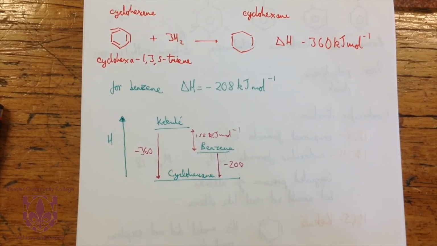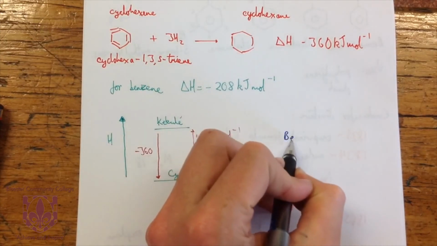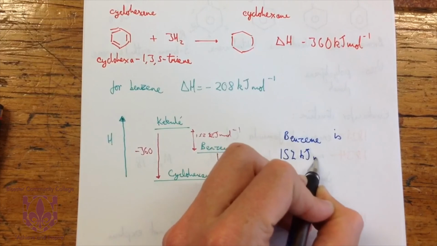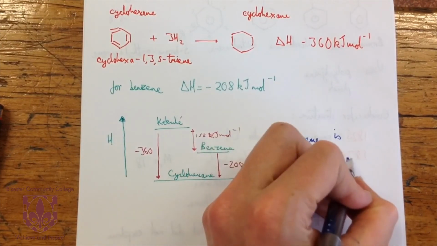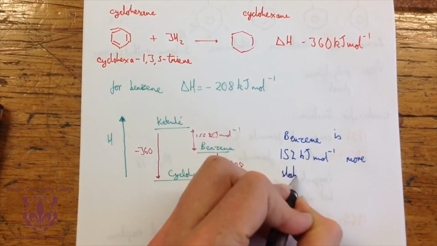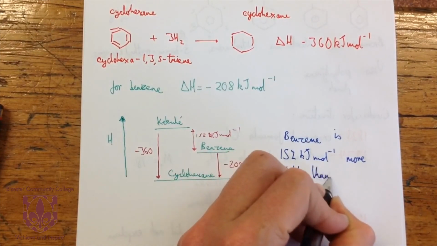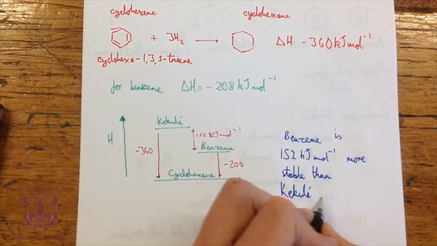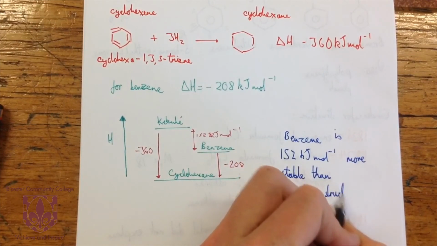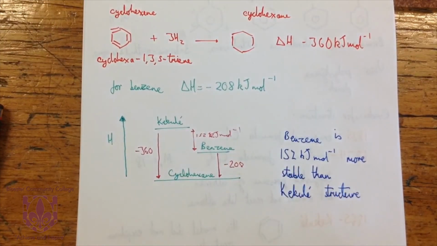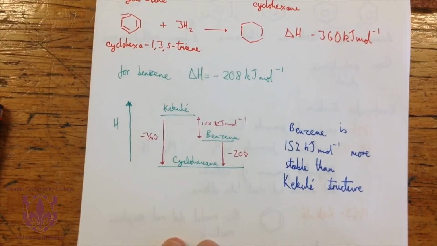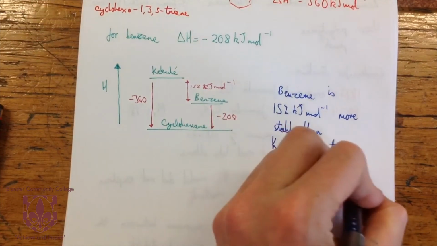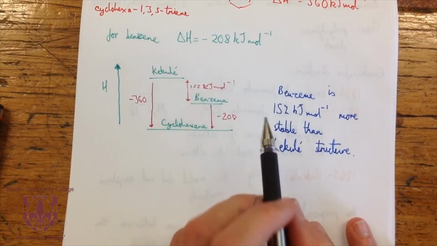So what we can say is benzene is 152 kilojoules per mole more stable than the Kekulé structure. Okay, so they know it's cyclic, they know all the bonds are equal and all the bond angles are the same, and that it's C6H6, but for some reason it isn't quite what they think it is. Okay, so it's more stable, so that's why it's less reactive.